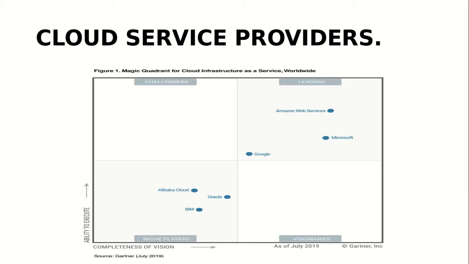Now here is a graph from Gartner. Gartner is a company that analyzes leaders and niche players in cloud services. This report is as of July 2019, and you can see that in the leaders block you have Amazon Web Services, Microsoft and Google. Among the niche players you have Alibaba Cloud, Oracle and IBM. So we can clearly see that as of July 2019, Amazon Web Services has been the leader among cloud service providers, and there's a big margin between AWS and Microsoft, and likewise between AWS and Google.